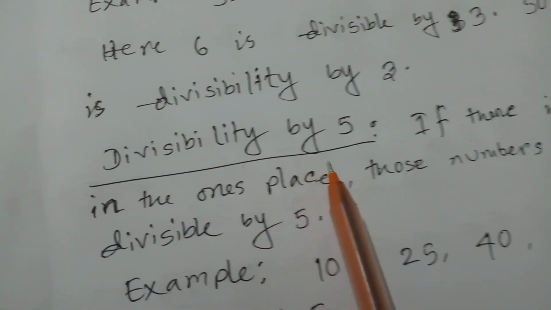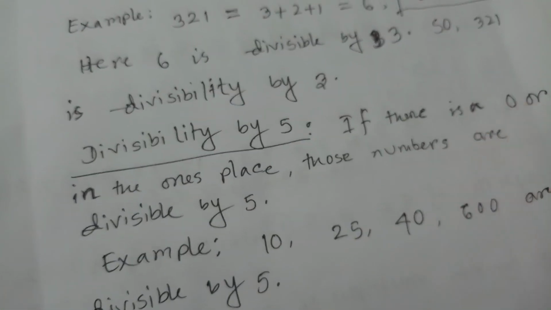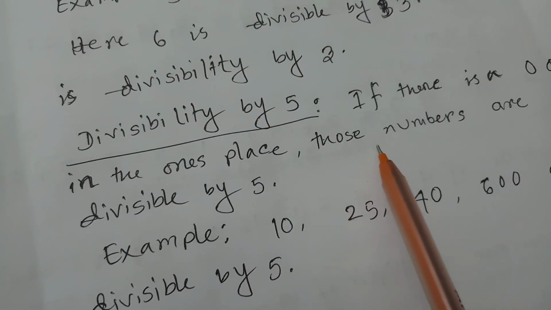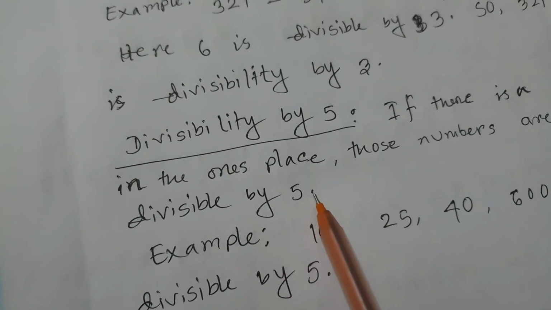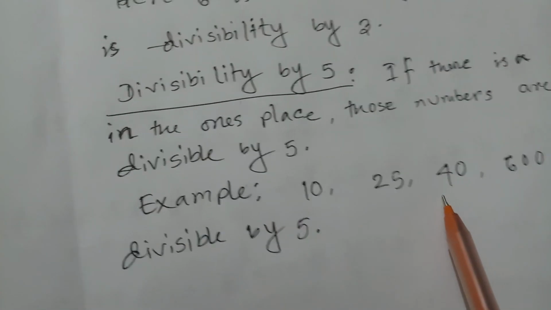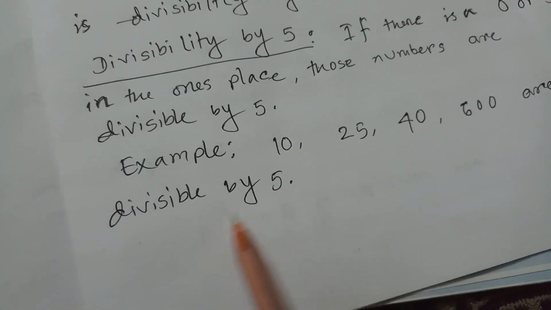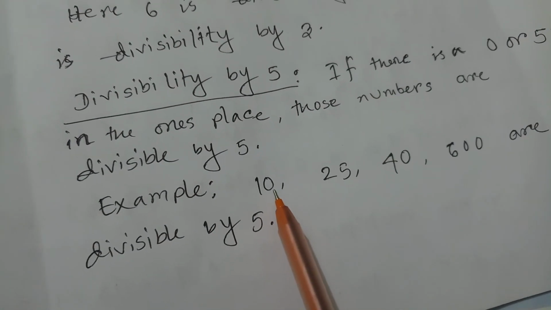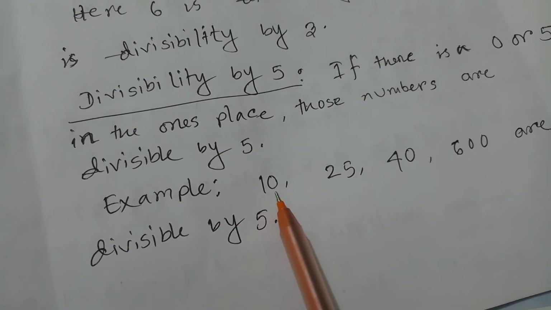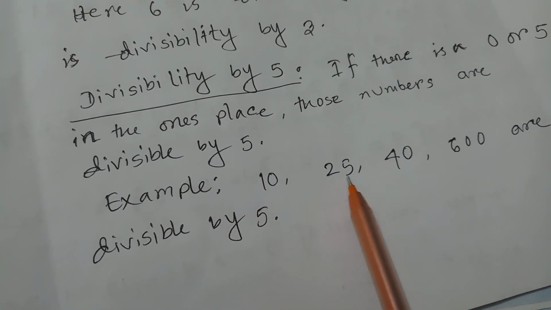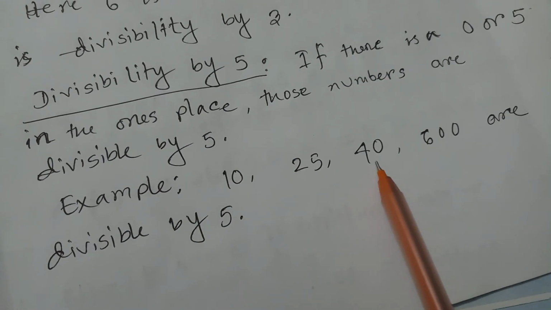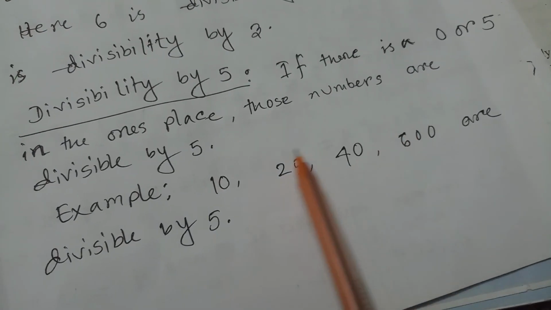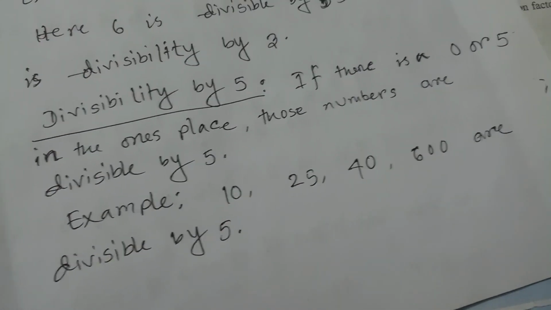Next one, divisibility by 5. If there is a 0 or 5 in the ones place, those numbers are multiples of 5. Example: 10, 25, 40, 600 are divisible by 5, because 10's ones place is 0, in 25 the ones place is 5, in 40 the ones place is 0, and in 600 the ones place is 0, so all these numbers are multiples of 5.